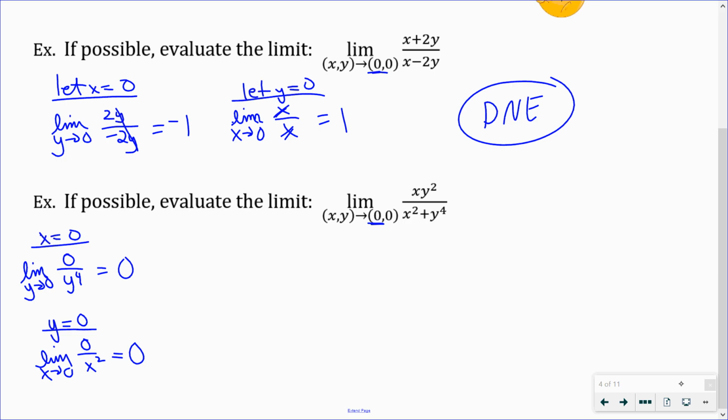All right, so let's try some more. You don't just do x equals 0 and y equals 0. Maybe you come at it differently. Let's let y equal x. If you're letting y be x, then all you have left is x's. So you're doing your limit. You're allowed to do anything.